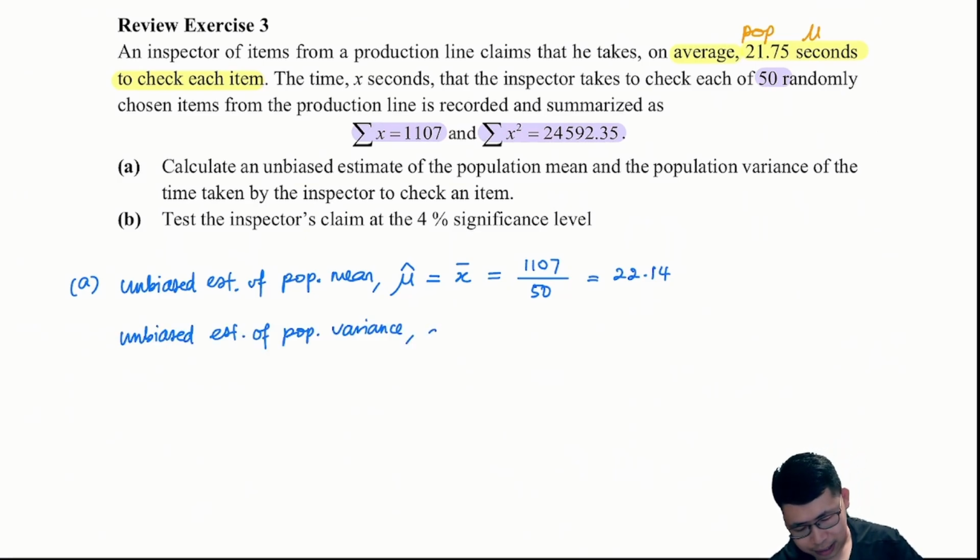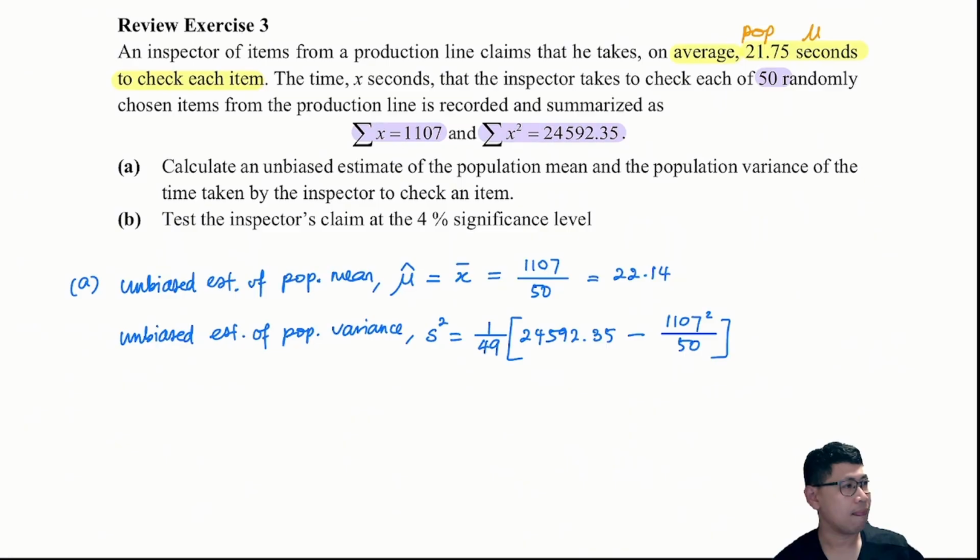Now the unbiased estimate of the population variance. This one has the notation s squared, and we have a formula to follow. We are given these two quantities, so we can make use of the formula in our MF27, putting in 1 over 49 and the values over there. This will give us 1.7014826, roughly 1.70 to 3 significant figures. So this would be for part A. Part A done.